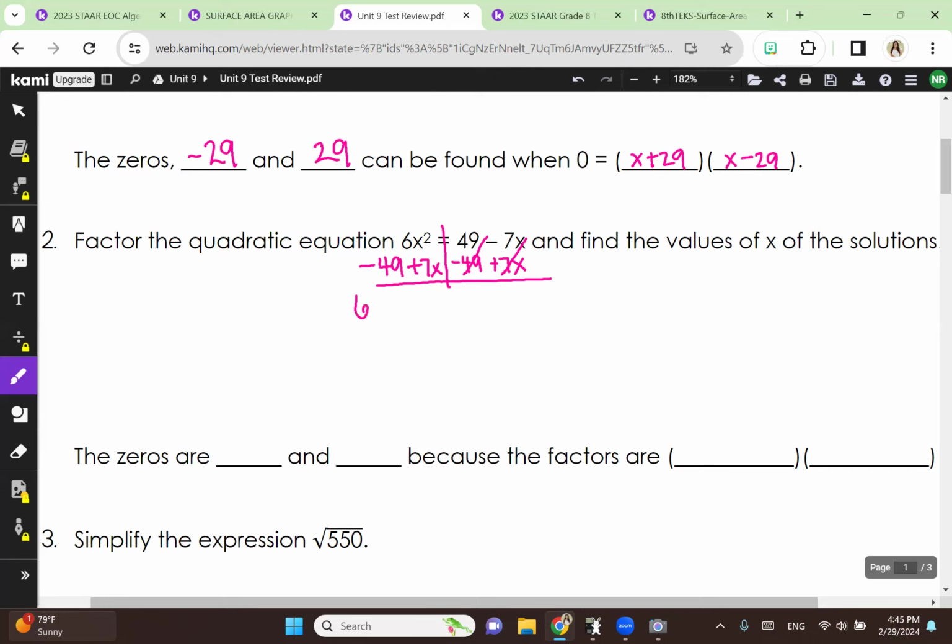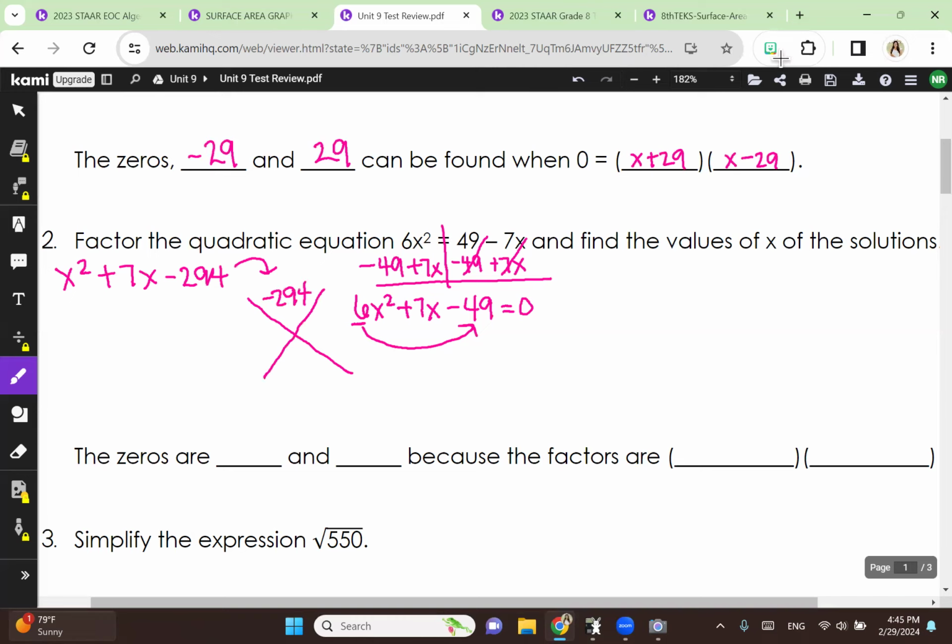From there, you get 6x squared plus 7x minus 49 equals 0. So now you can factor. And we factor this by, because there is a number in front of x squared, we're going to kidnap. That changes our equation to x squared plus 7x minus 294. Okay, so now we go to the diamond. Last number falls to the top. Middle number on the bottom.